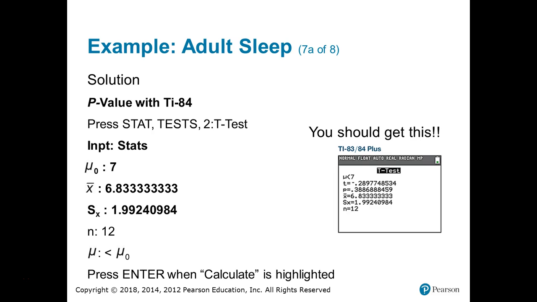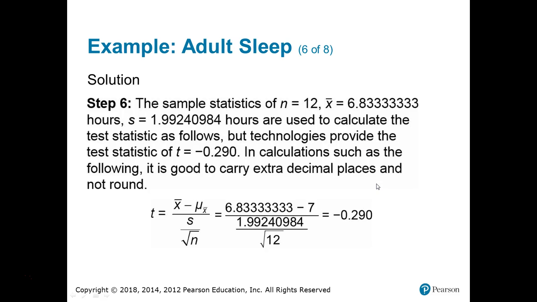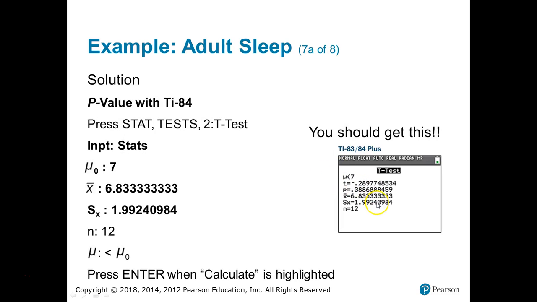Press enter when calculate is highlighted, and then you should get these values right here. We get a t-value of negative 2.90 when we did it by hand. The calculator gives us about the same value as well. It also will give us our p-value, and it will spit these values back to us.